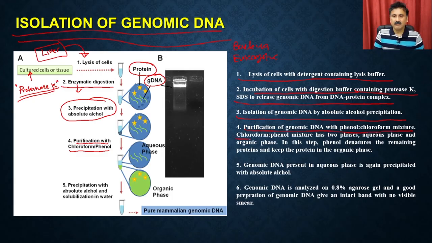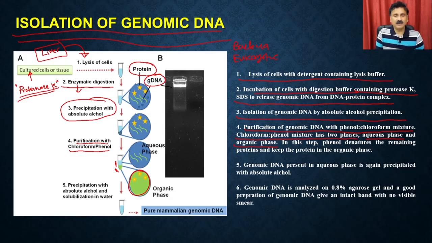The phenol chloroform mixture has two phases. It has the aqueous phase and it has the organic phase. So when you extract this DNA which contains the protein with the phenol chloroform mixture, it is going to give you two phases. You are going to see the aqueous phase and then the organic phase. So what is in the organic phase? All the proteins are going to come into the organic phase because they will get precipitated, whereas the DNA is going to be present in the aqueous phase.